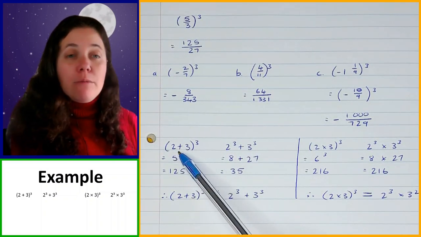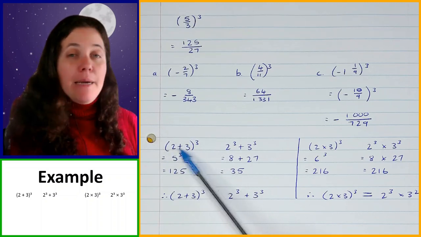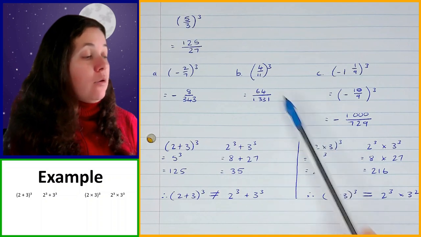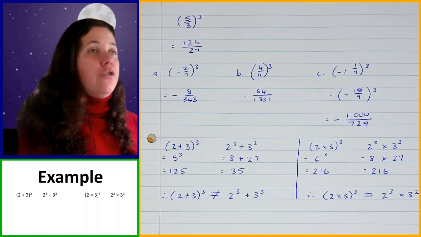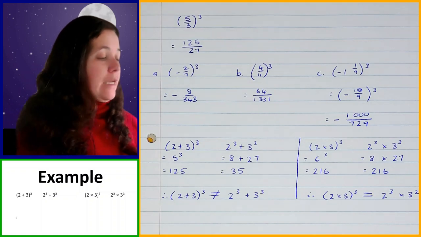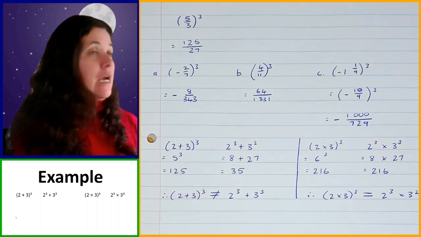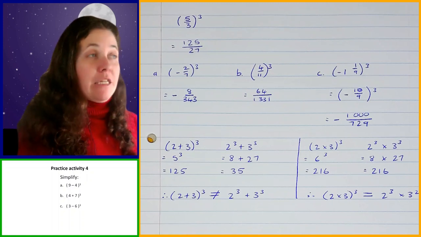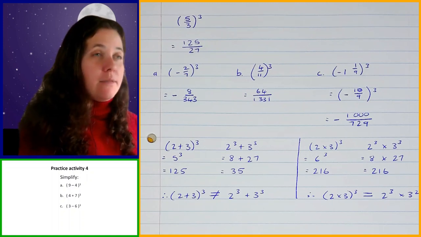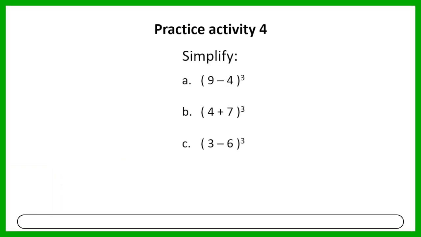If I am adding or subtracting, I can't apply my exponent, which is in this case the cube, to the things that I'm adding or subtracting separately. But if I am multiplying or dividing, I can. Okay, right. So now, using that understanding that if you are working with addition or subtraction inside brackets, you have to work it out first, you need to go and do these three examples. In this case, I'm going to give you 3 minutes to work on this, to simplify those examples.